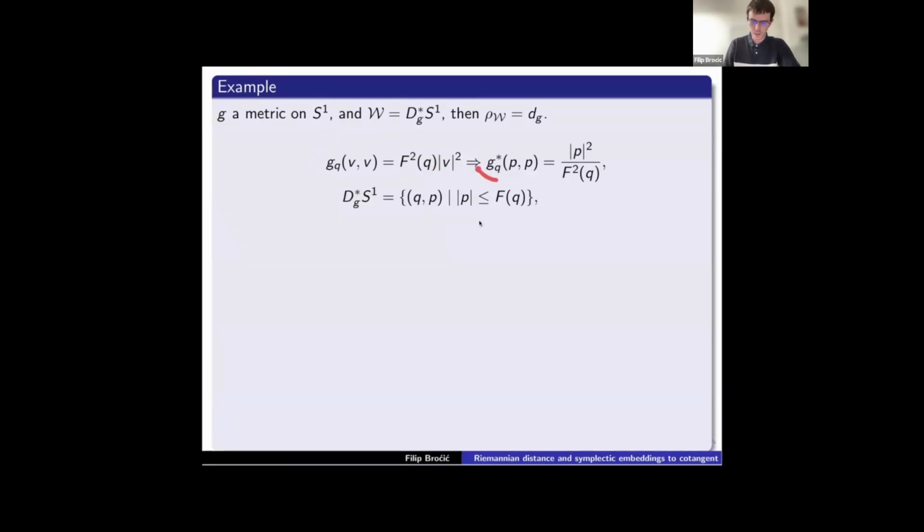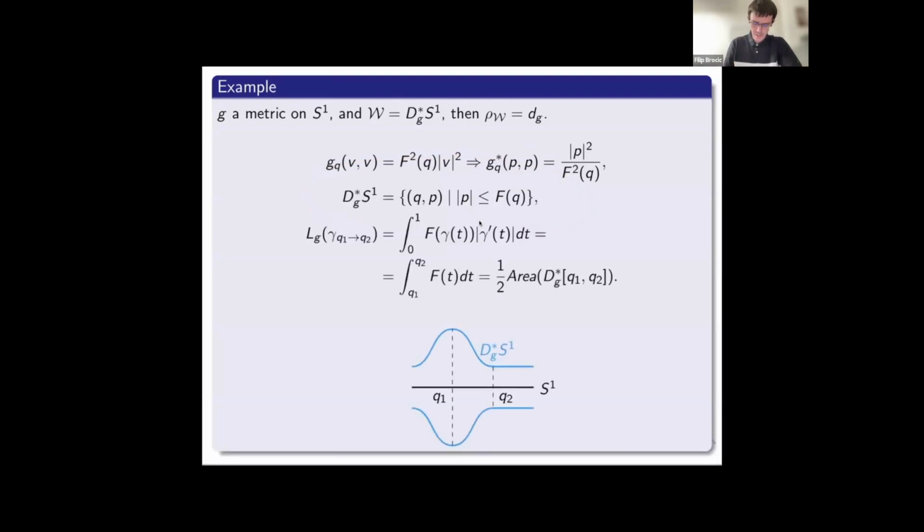And correspondingly, the dual norm on the cotangent bundle of S1 is given by the absolute value of covector P squared over the square of the function. So the unit disk cotangent bundle is actually the set of points (Q, P) such that the absolute value of P is smaller or equal than the function f. So our unit disk cotangent bundle is actually given by a graph of the function f. And then in this figure, let's say we want to calculate the length of a curve going from Q1 to Q2 in this direction.